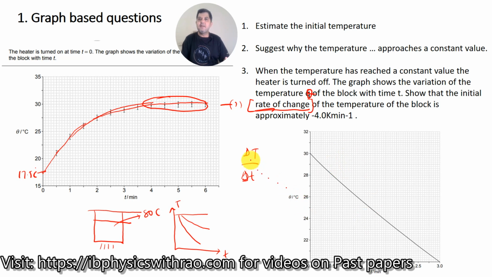From the graph, delta t here is nothing but delta theta here, and this is your delta t over here, right? So therefore, delta theta is the change in temperature, and delta t is the change in time. How do I find it? Find the slope, right? Change in y-axis by change in x-axis.